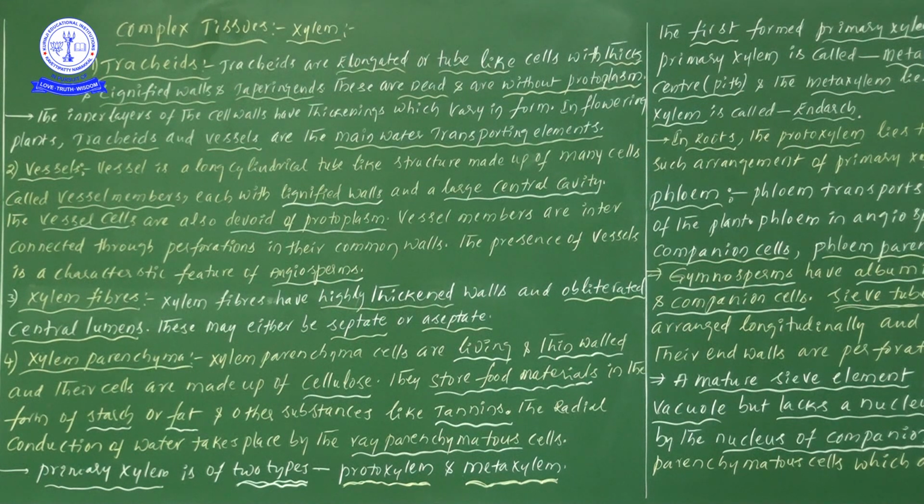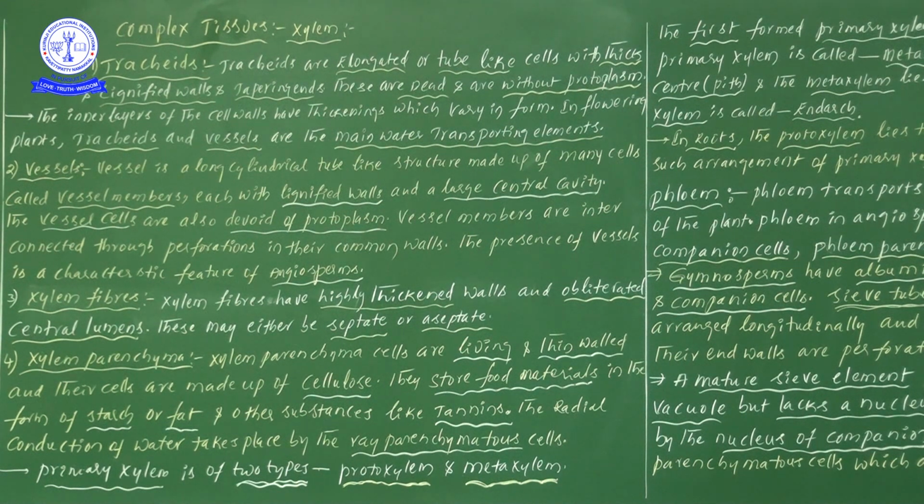Out of four types, this particular point we learned yesterday itself. Out of four types, three are dead. The first three, tracheids, vessels, and xylem fibers, are dead, and xylem parenchyma is living tissue. One important point we learned in sclerenchyma: if the cells are living, definitely the cell wall is made up of cellulose, and living means definitely the protoplasm or protoplast is present within the cell.